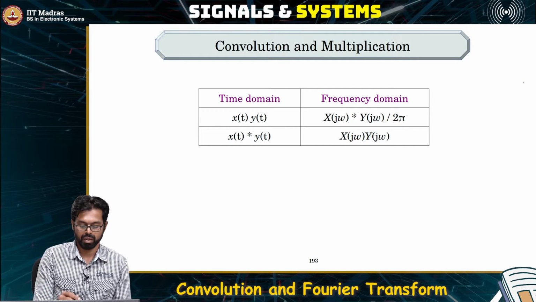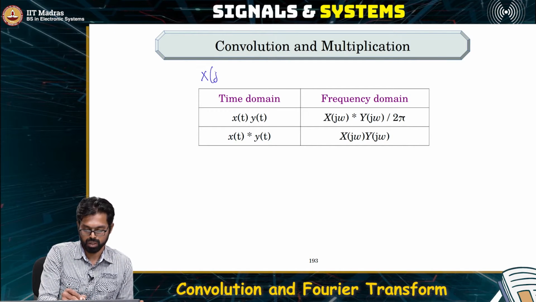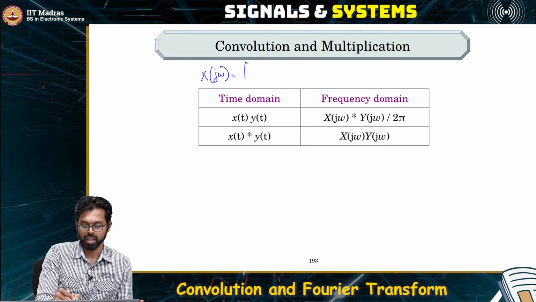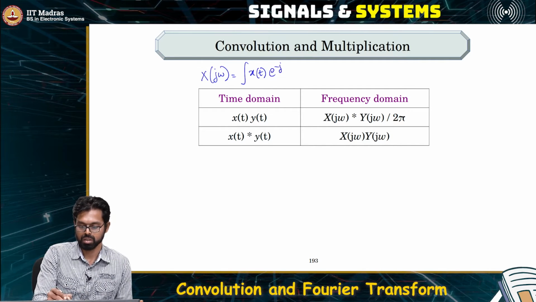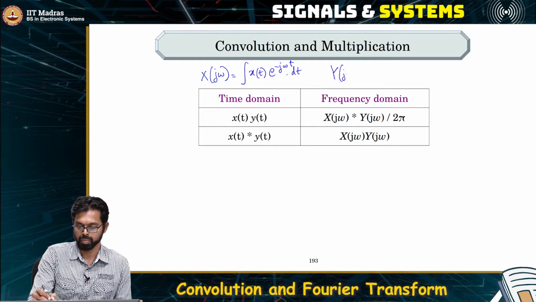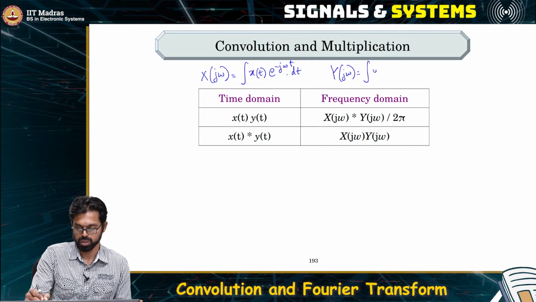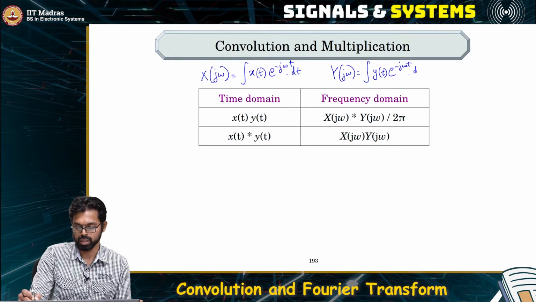So let us say we have a signal x of t and y of t. We'll say that the Fourier transform of x of t is given by x of j omega, which is this equation which we'll repeatedly use often. So this is y of t e power minus j omega t dt.